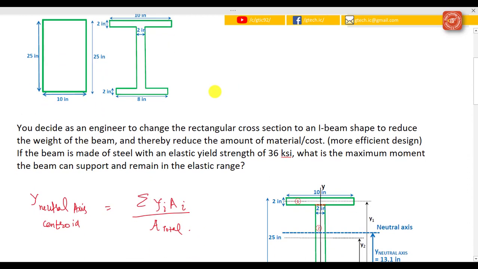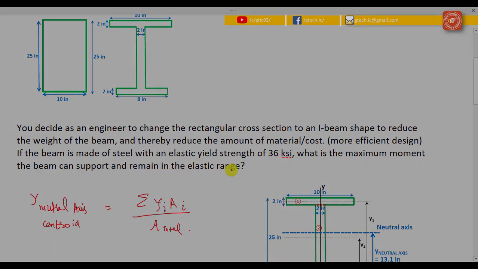In problem number 2, the question is you have to decide as an engineer to change the rectangular cross section to an I-beam shape to reduce the weight of the beam and thereby reduce the material cost as well. That will be called the more efficient design. So if the beam is made of steel with an elastic yield strength of 36 ksi, what is the maximum moment that the beam can support and remain in the elastic region?